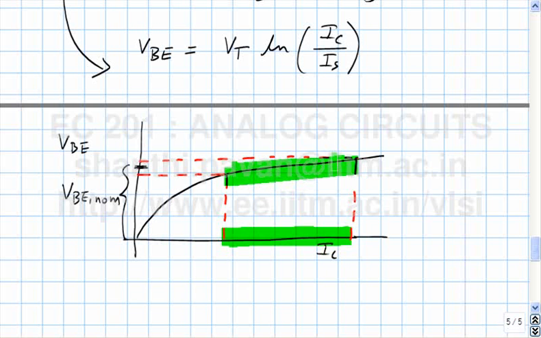Large ranges of current can result from only a small change in VBE. So if somebody asks you for a first guess of what the VBE would be, you wouldn't be too far away from the mark if you just said VBE nominal was the value. And this is exactly similar to what we saw with respect to a diode in the very first couple of classes. And what is VBE nominal? Just like in the case of the diode, VBE nominal is approximately 0.65 volts.